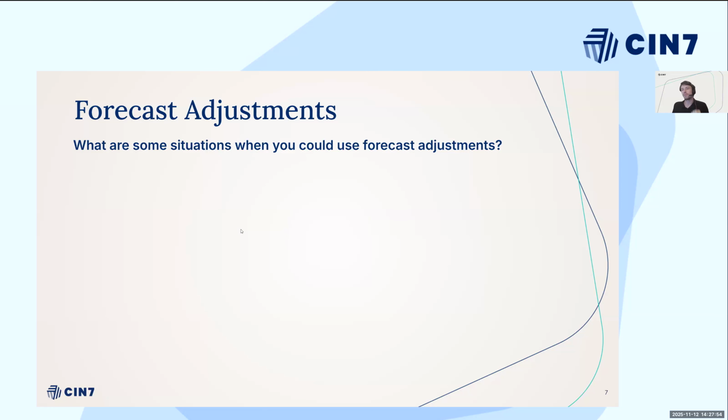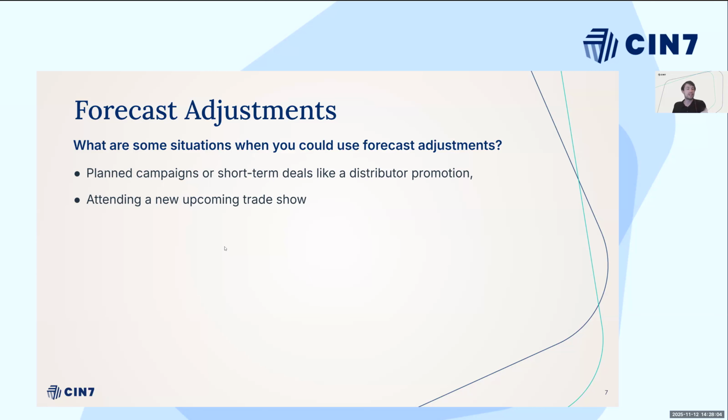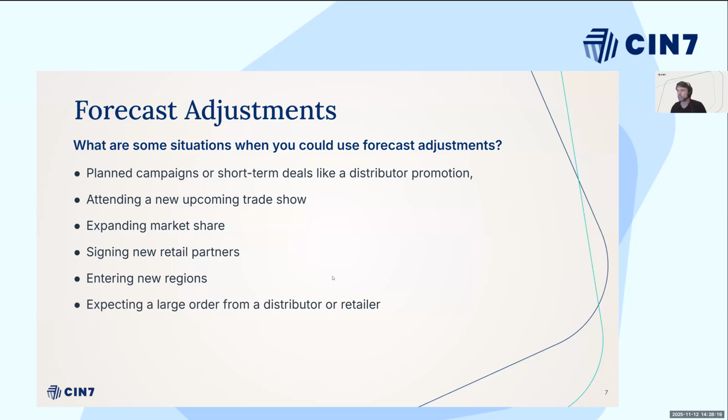So what are some other situations you might use forecast adjustments for? You might have planned campaigns or short-term deals like a distributor promotion. You might be attending a new trade show that you haven't attended before. You might be expanding market share, opening a new location, coming up with a new product, signing new retail partners, entering new regions, or expecting a large order from a distributor or retailer. You get a distributor that says, hey, I'm going to place a new order that I haven't placed in the past, and you want to be able to prepare for it, right?